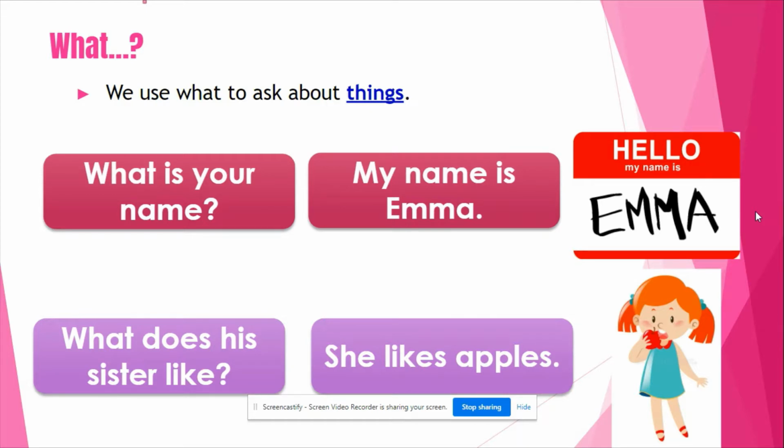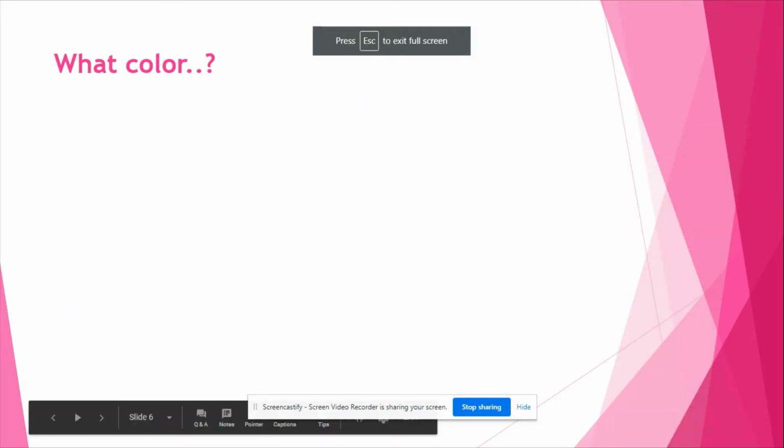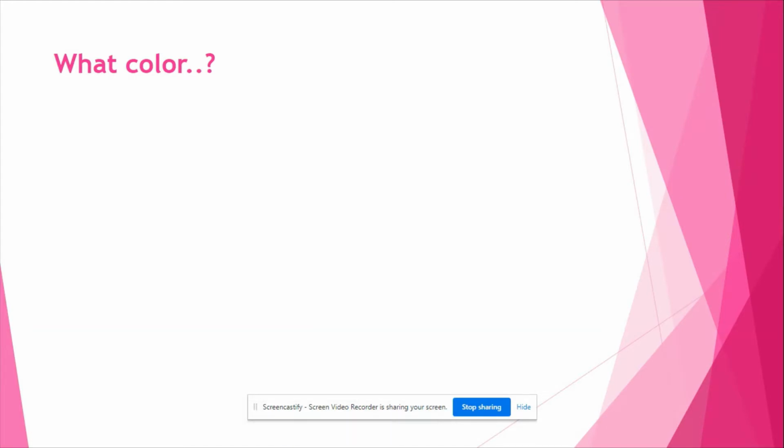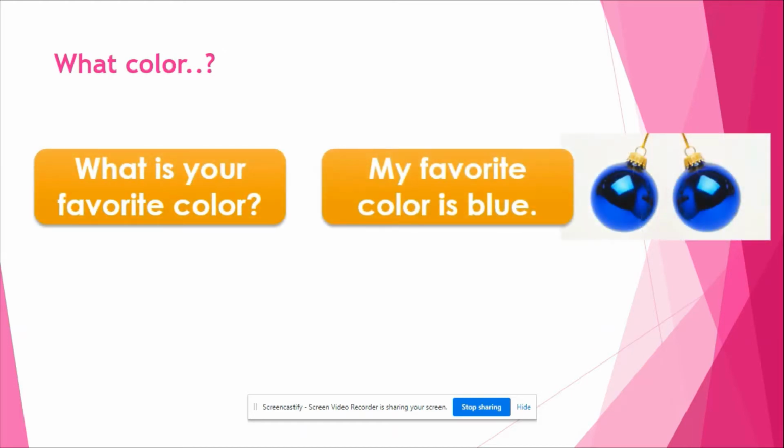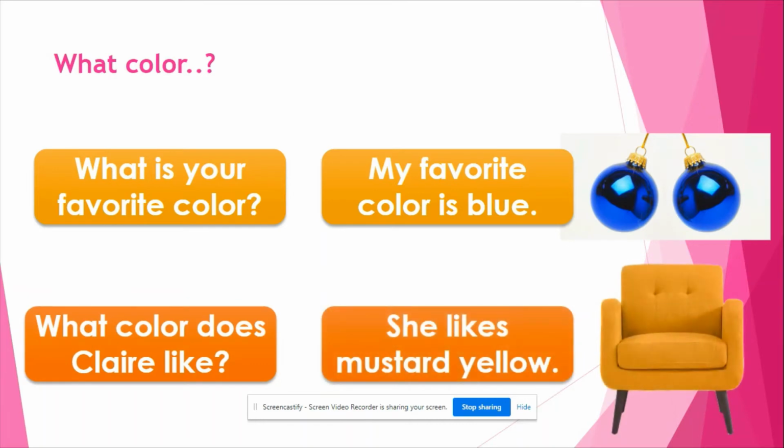She likes apples. We also use it to inquire about color. So what is used to ask about colors? Now remember to practice your pronunciation after me. What is your favorite color? My favorite color is blue. What color does Claire like? She likes mustard yellow.